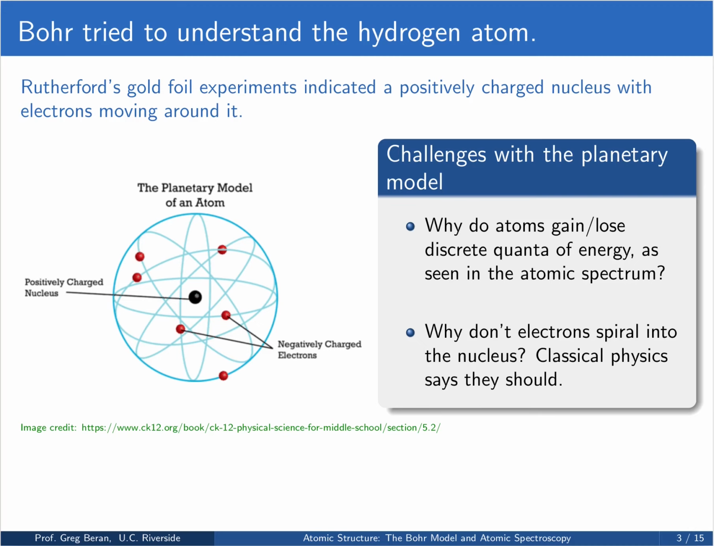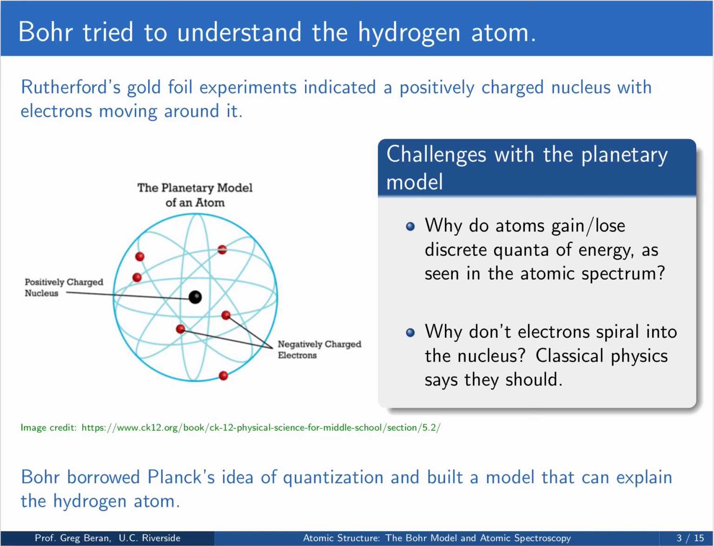First off, the atomic line spectra suggest that there are discrete amounts of energy, discrete quanta of energy, that are gained or lost by the electrons. And that doesn't really make sense from a planetary model. Why should that be the case? Second, according to classical physics, electrons flying around the nucleus should be emitting radiation and slowly spiraling into the nucleus. And that doesn't happen. Atoms wouldn't be stable if that did. So there were some clear problems with this planetary model. So Bohr decided to borrow Planck's idea of quantization and build a model that could explain the hydrogen atom and predict the atomic line spectra.